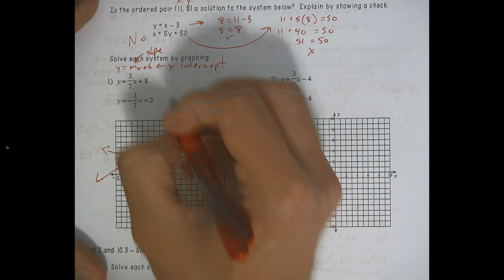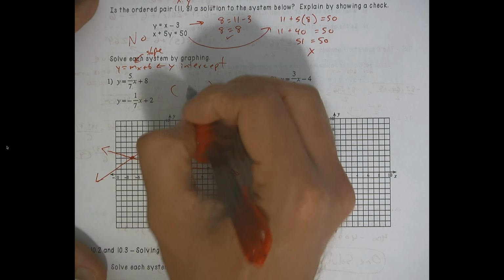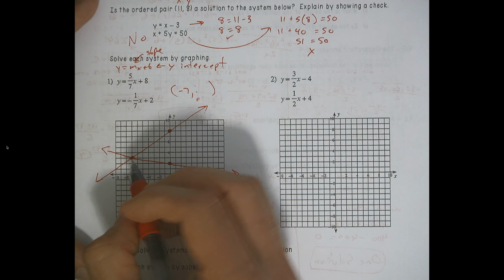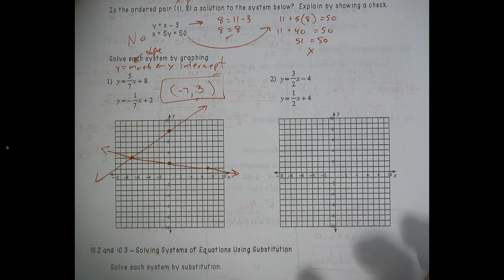That is the solution. So I need the x and the y value. So the x value is negative 7, and the y value is positive 3, and that is the solution to the system. And we did it by graphing.